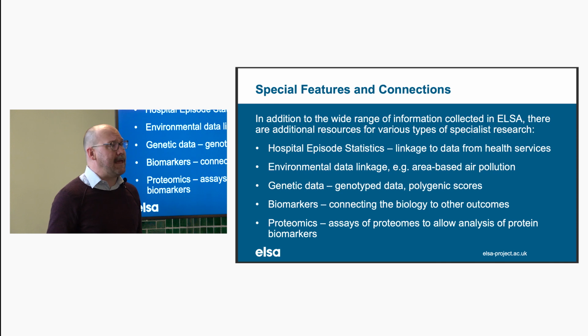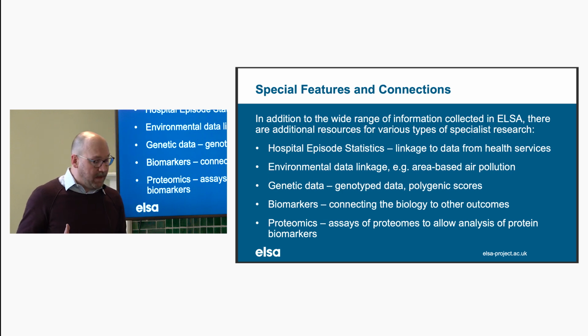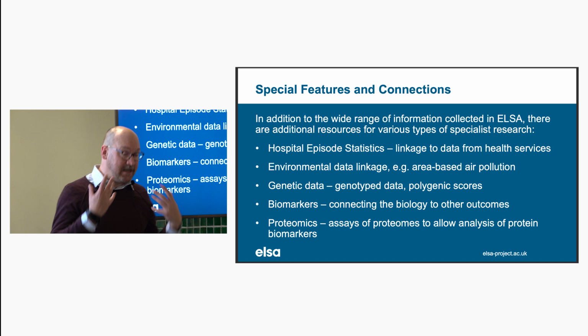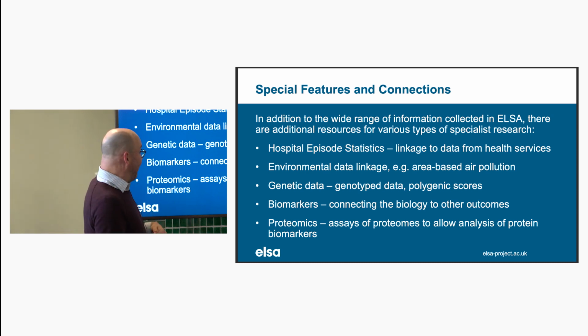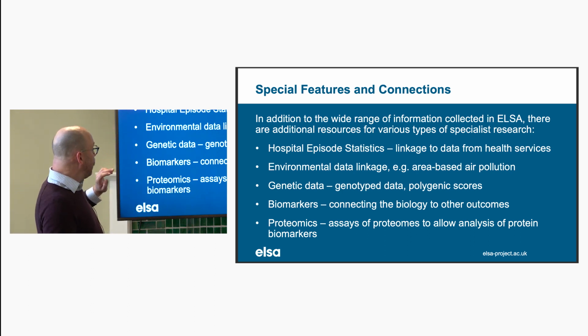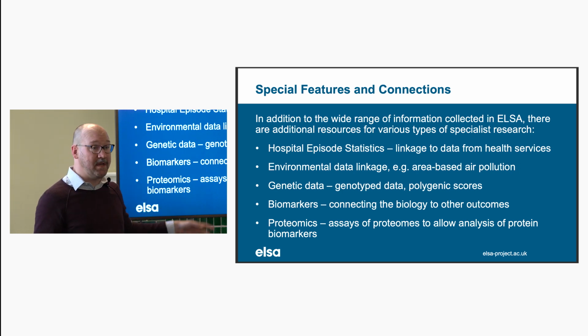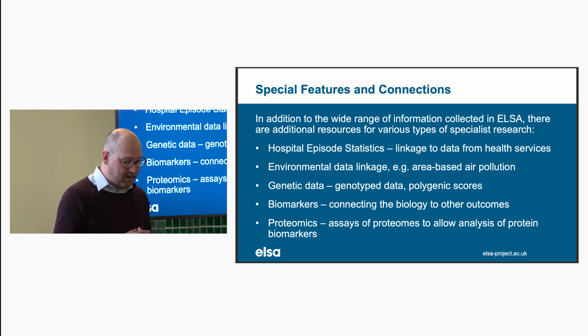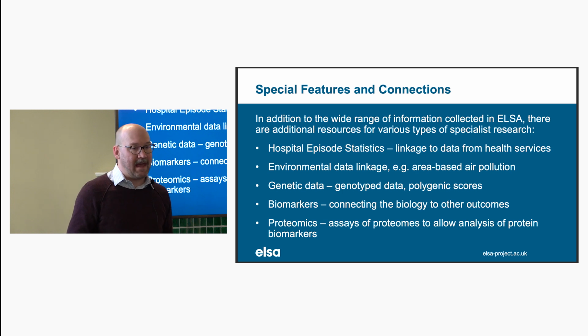Through the collection of samples via the nurse visits, and ongoing through the ELSA study, we've got information about genetic data. Researchers have worked on genotyping the data and creating polygenic scores that can be examined to look at the relationship between genes and other health outcomes. We have a whole range of biomarkers that are collected, and something being put forward now is work on proteomics. So this is understanding profiles and assays of the protein biomarkers that we've gathered.